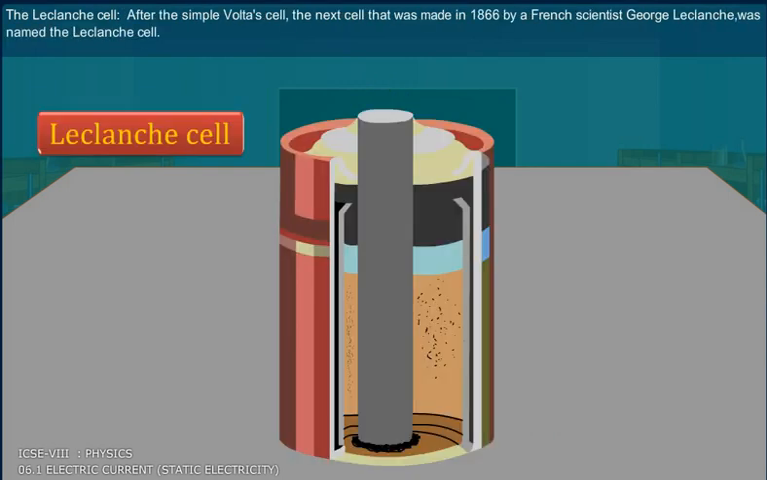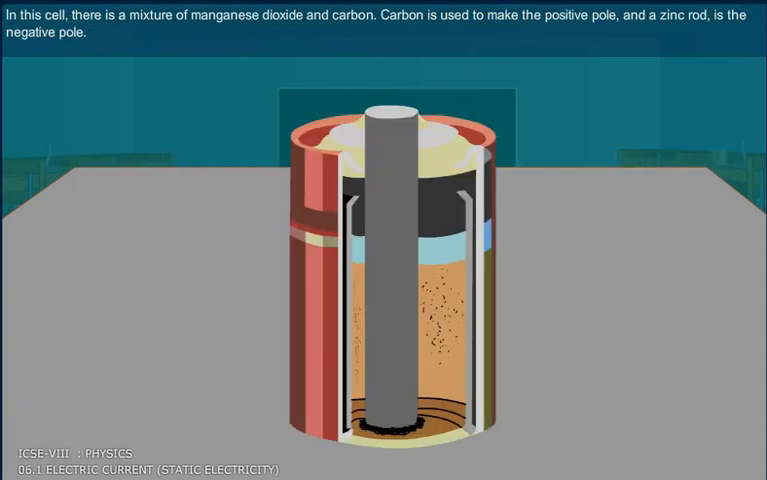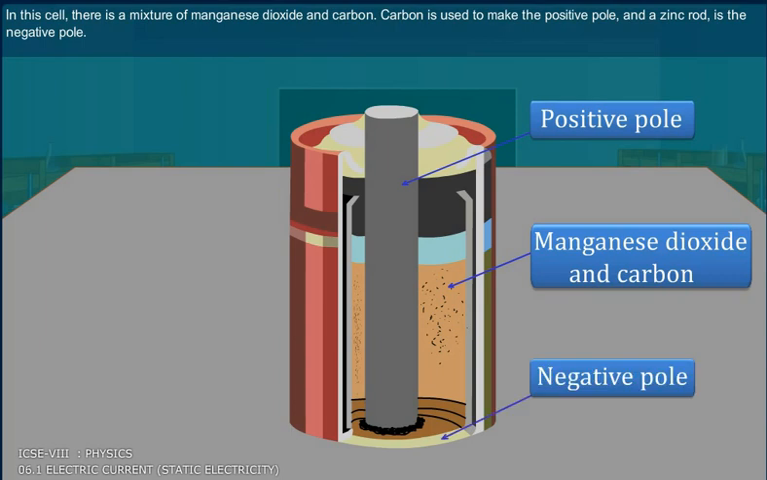The Leclanché cell. After the simple Volta cell, the next cell, made in 1866 by a French scientist, Georges Leclanché, was named the Leclanché cell. In this cell, there is a mixture of manganese dioxide and carbon. Carbon is used to make the positive pole and a zinc rod is the negative pole.